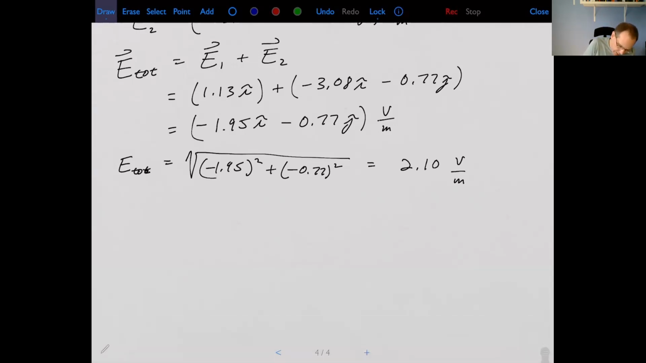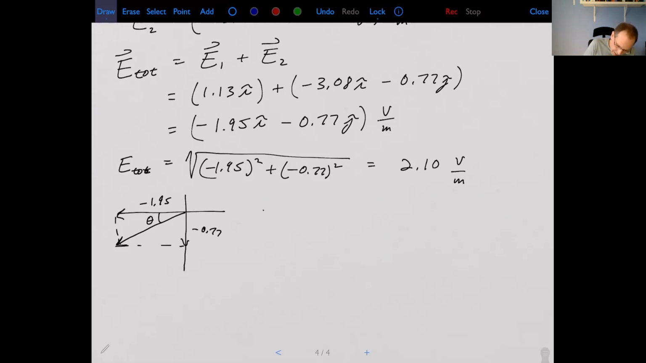And then I could find the direction, right? I should draw a picture here. It looks like the total electric field is in the third quadrant, right? So I have around negative 1.95. So this is like my x component of E total. And then the y is like negative 0.77. So the total electric field is going to be something like this, right? In that third quadrant. So we found the magnitude, we found the length, it's 2.10. And then I could find this angle here, theta, right? The reference angle.